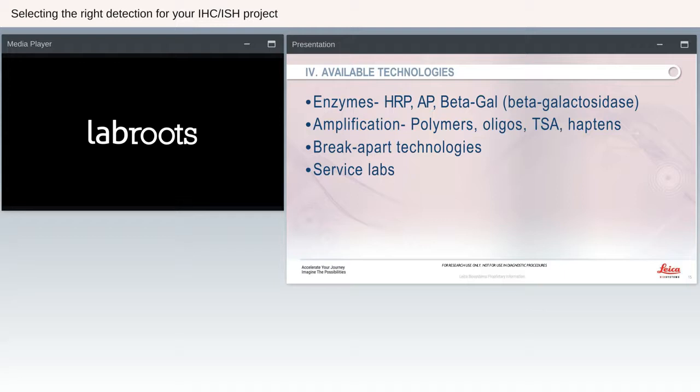So break-apart technologies are another new thing that are allowing spatial relations and quantification. There are different technologies out for that as well. And then service labs can be a really great option for those who do not have the resources to develop their own assays in-house. There are lots of groups out there now who will do the staining as a service, as well as the analysis as a service.